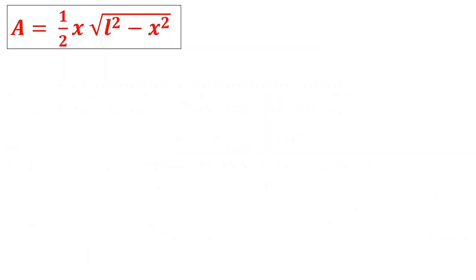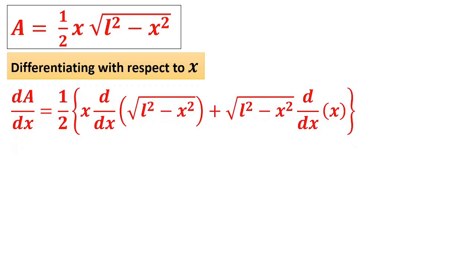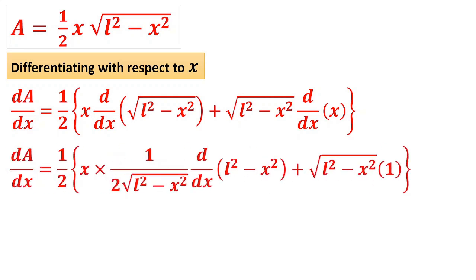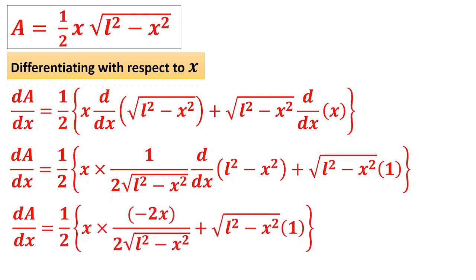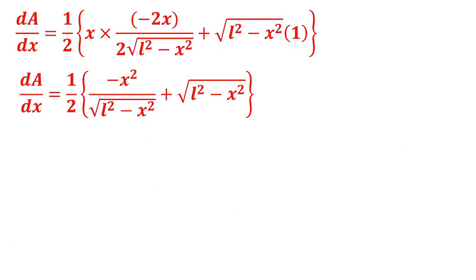Now we have to differentiate it. Keep first x, differentiate root L square minus x square. Keep root L square minus x square and differentiate x. What is the differentiation of square root? 1 by 2 into that square root into d by dx of L square minus x square. That will be 2x. 2 and 2 will get cancelled, and we are getting minus x square upon root L square minus x square plus square root of L square minus x square.